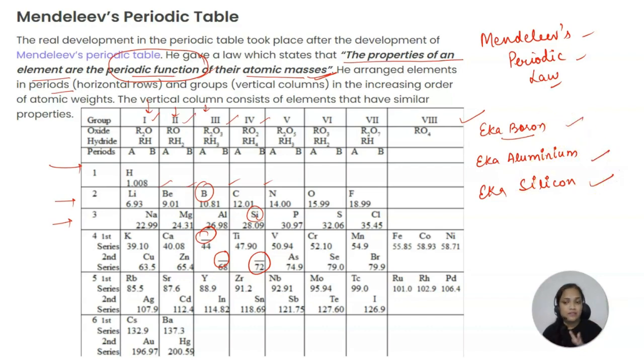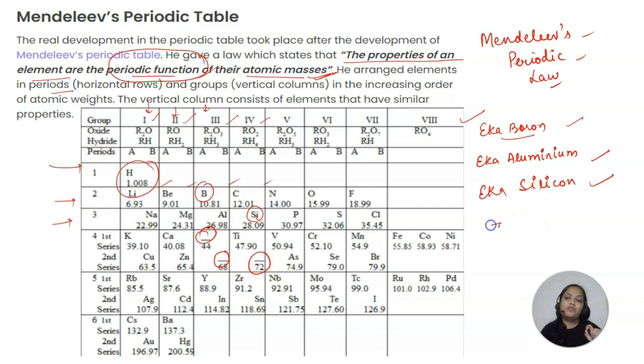So he left some gaps. He predicted the atomic mass of some elements. He actually corrected the atomic masses of various elements in accordance with this periodic table. But again, there were certain limitations. The first limitation was that he could not give an appropriate position to hydrogen, okay, because it had some properties similar to that of the alkali metals and also that of the halogens as well.